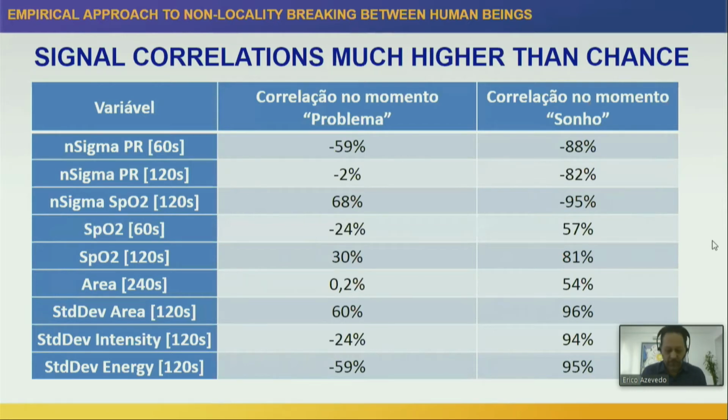And in the other column, we see that when the person starts to tell the dream, the correlation levels are considered extremely high: -88, -95, 96, 94, 95. So this level of correlation is higher than the communication that we use with our mobile phones.